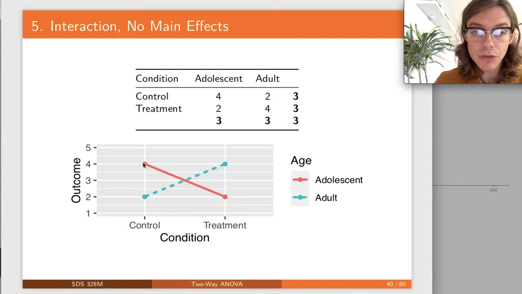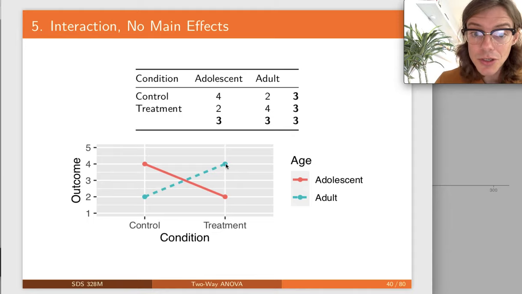So this red line, if you're an adolescent in the control group, you're doing pretty good. You've got an average outcome of 4. But if you're an adolescent in the treatment group, you're doing badly. You have an average outcome of 2. So the effect of treatment is to lower your outcome for adolescents, but the opposite is true for adults. If you're an adult in the control group, your outcome is pretty poor.